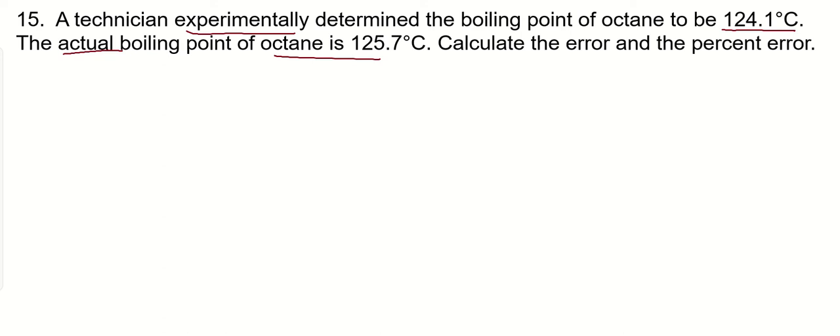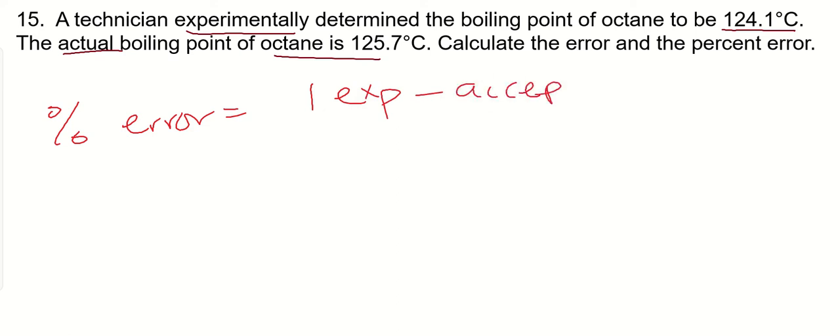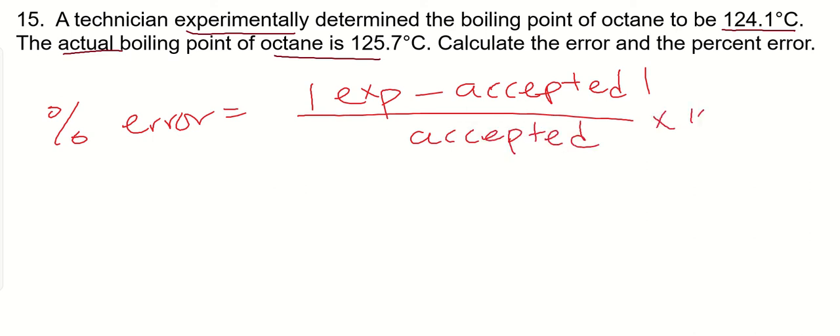So the formula we need for percent error is going to be the absolute value of the experimental value, the measured value, minus the accepted value or the true value, over the accepted value, times 100 to turn that into a percent. Now you may say, what's the point, when does this order matter? Not if you're getting the percent error because it's going to be the absolute value anyway. But here it does ask us for the error as well as the percent error.